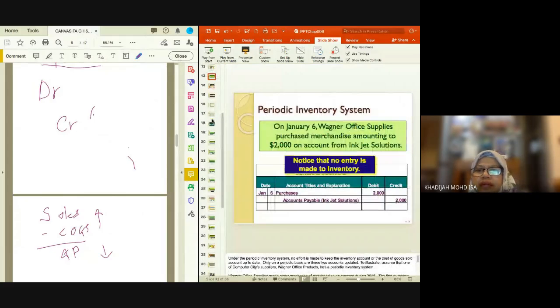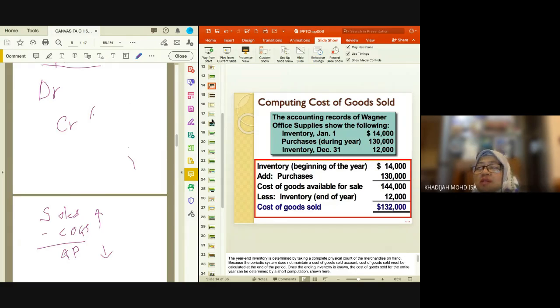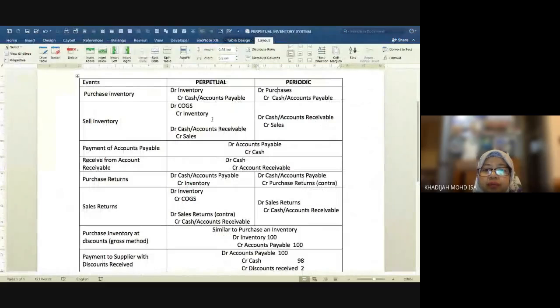Here is periodic. Under the periodic system, there's no entry made to inventory. So when you purchase, you debit your purchases and credit your accounts payable. Remember that I said in periodic, when you purchase, you debit purchases and credit your cash. When you sell, you just debit your cash account and credit your sales. So there's no recording of COGS. So if in the accounts you see a COGS and an inventory, you know it's perpetual. But if you see a purchases account, then you know it's periodic.